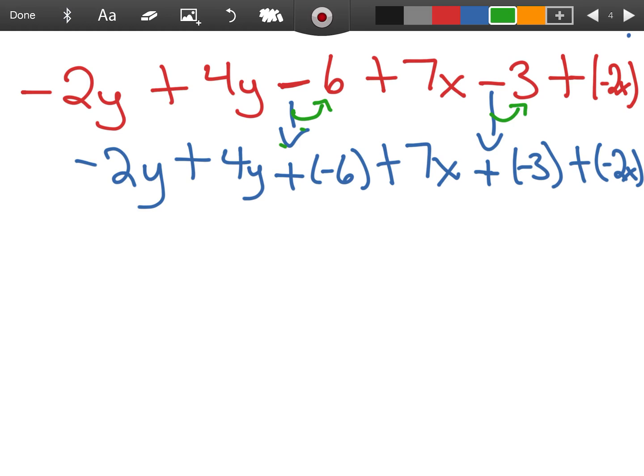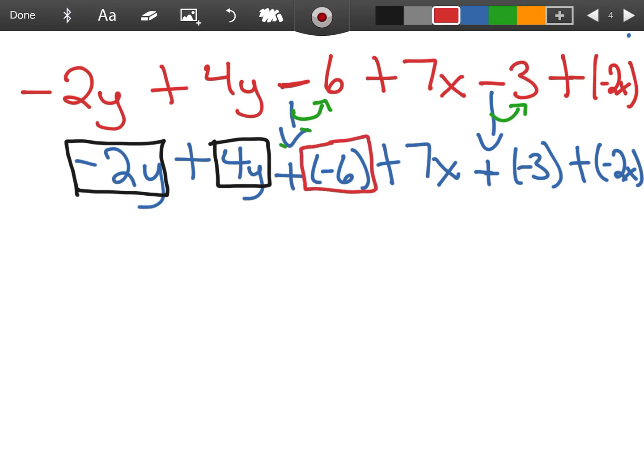Now we can go ahead and start identifying like terms. My first term here is negative 2y. So I have y, so I need to look for all my other y's. I have another y here, and if I keep looking, I don't have any more y's. Then I have a negative 6. This negative 6 has no variables. I'm going to erase that and I'm going to underline it. My negative 6 has no variables, so I'm going to look for all my other numbers that have no variables. I have a negative 3 here that has no variables, so those two are alike.